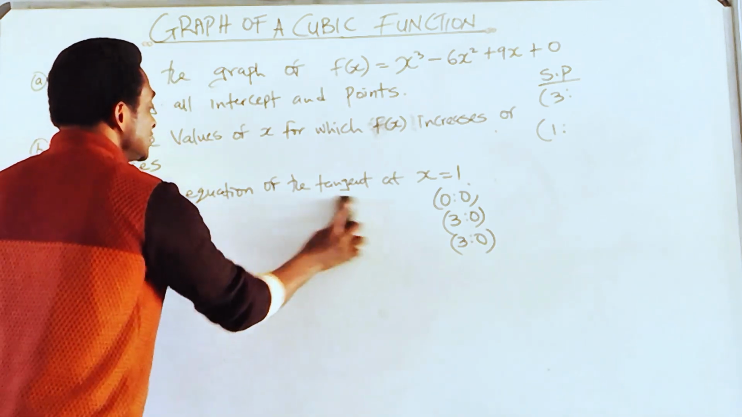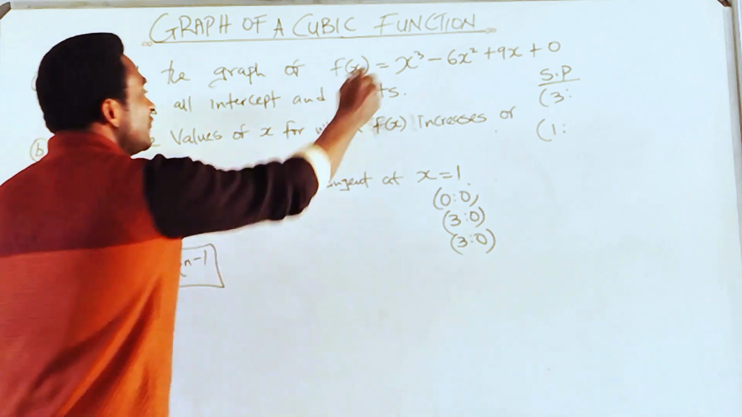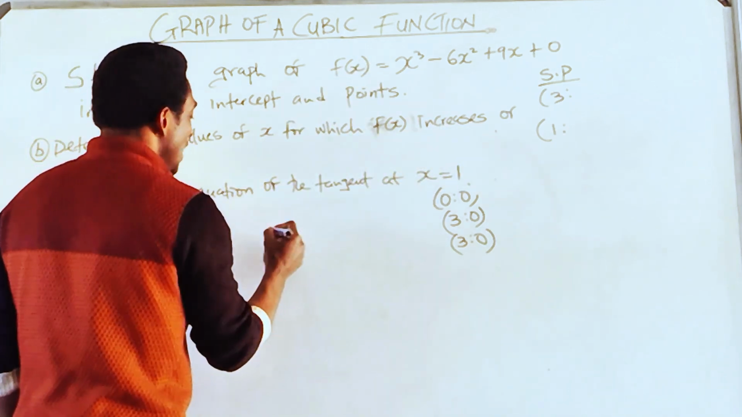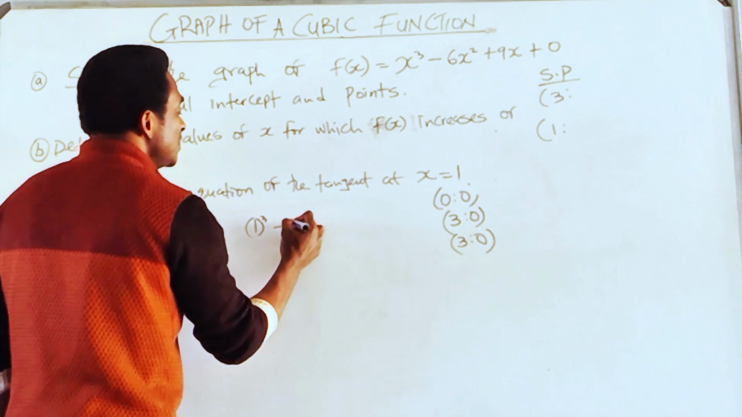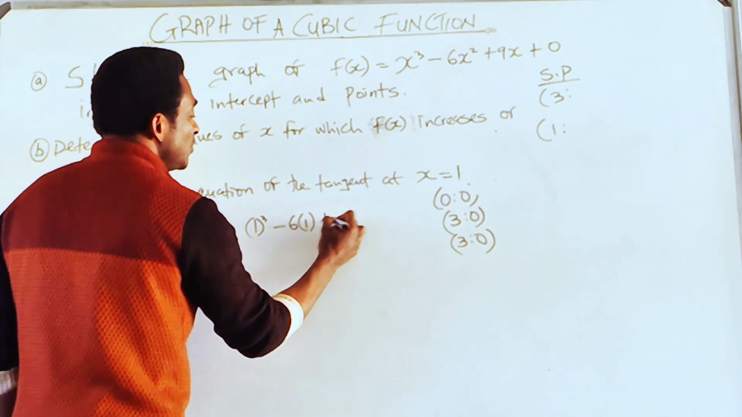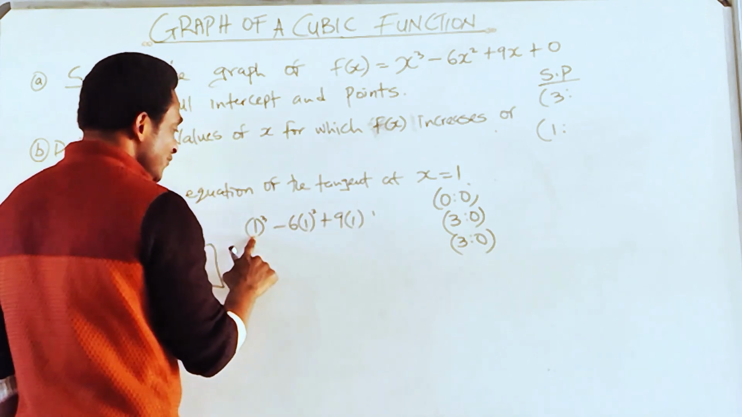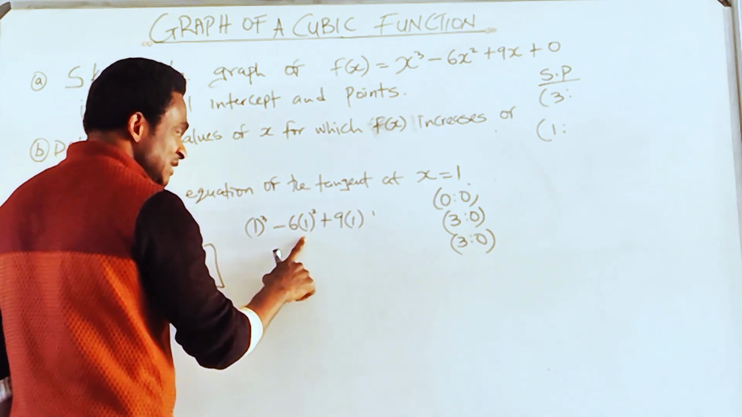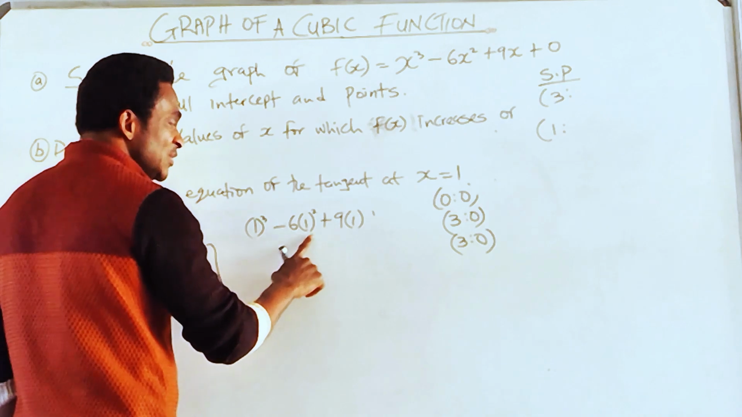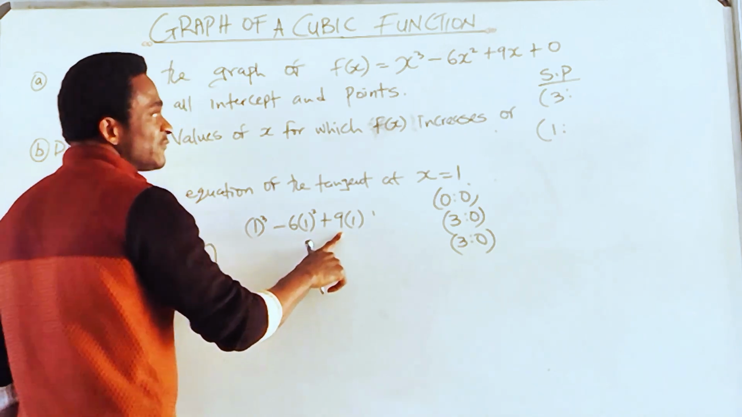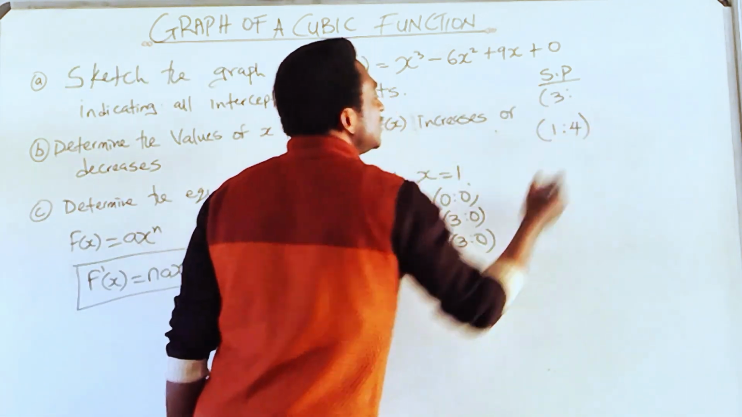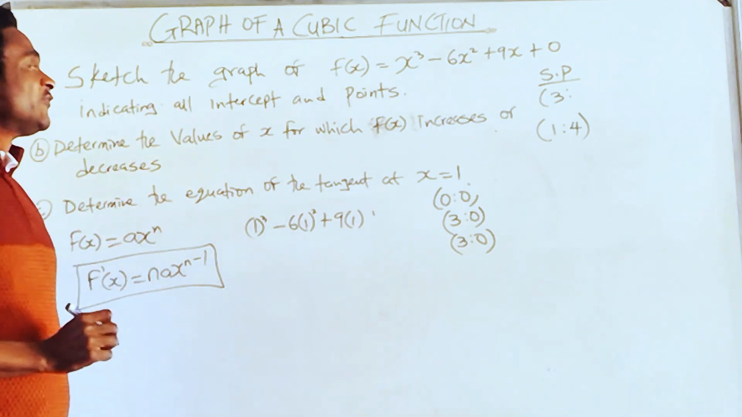So, let's start with 1. I have 1 all cubed minus 6 times 1 plus 9 times 1. That will give me 1 minus 6 is minus 5, plus 9. That is 4. So for this, the y is 4.